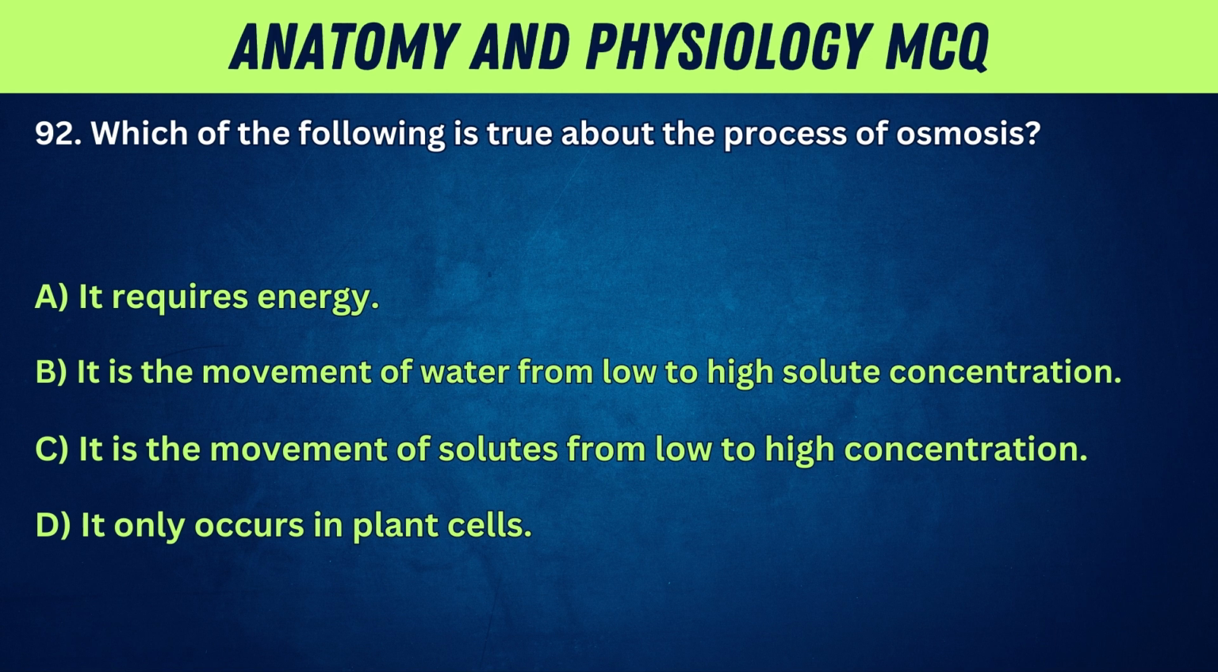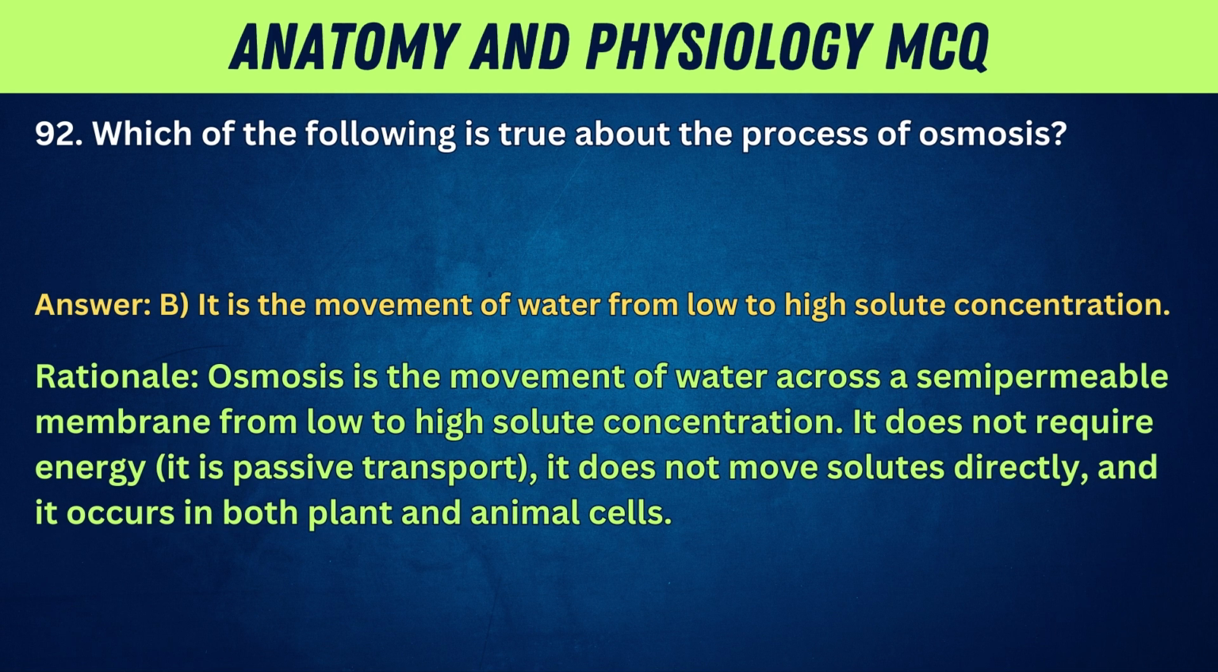92. Which of the following is true about the process of osmosis? A. It requires energy. B. It is the movement of water from low to high solute concentration. C. It is the movement of solutes from low to high concentration. D. It only occurs in plant cells. Answer: B. It is the movement of water from low to high solute concentration. Rationale: Osmosis is the movement of water across a semi-permeable membrane from low to high solute concentration. It does not require energy, it is passive transport, it does not move solutes directly, and it occurs in both plant and animal cells.